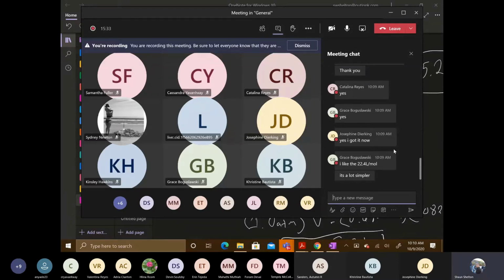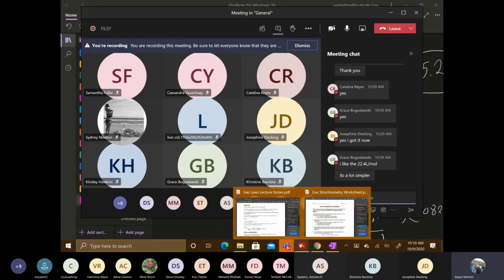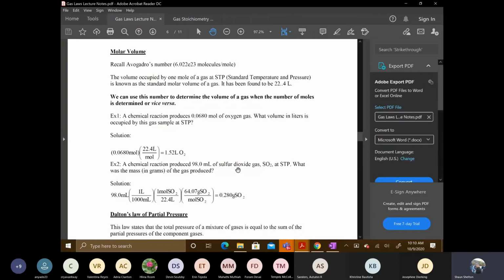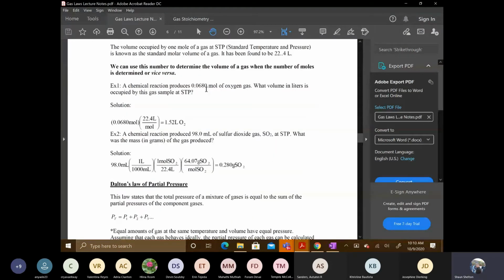All right, now let's see here. So going back to the notes here. So our other problem. Now I was using 0.68, but still same concept. I used 0.068 in the guide here. Now, example 2 says a chemical reaction produced 98.0 milliliters of sulfur dioxide gas at STP. What was the mass in grams of the gas produced?